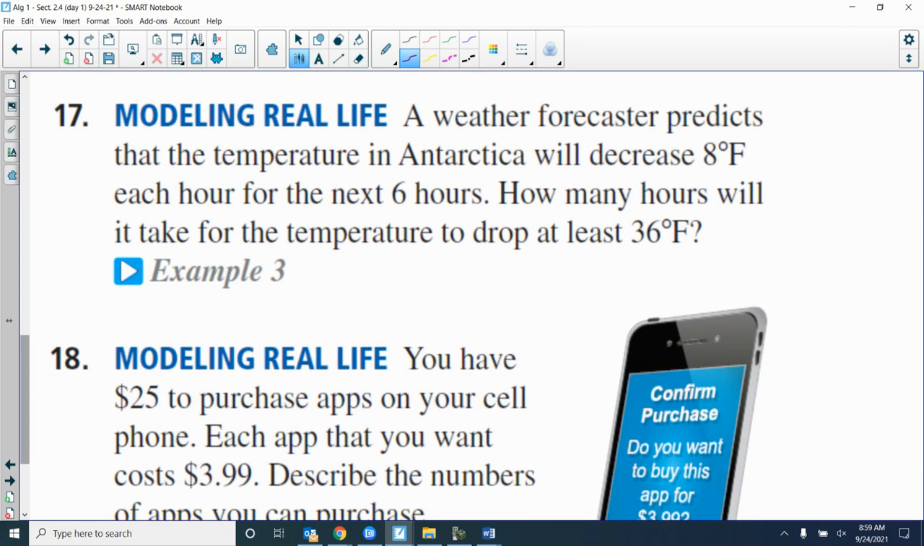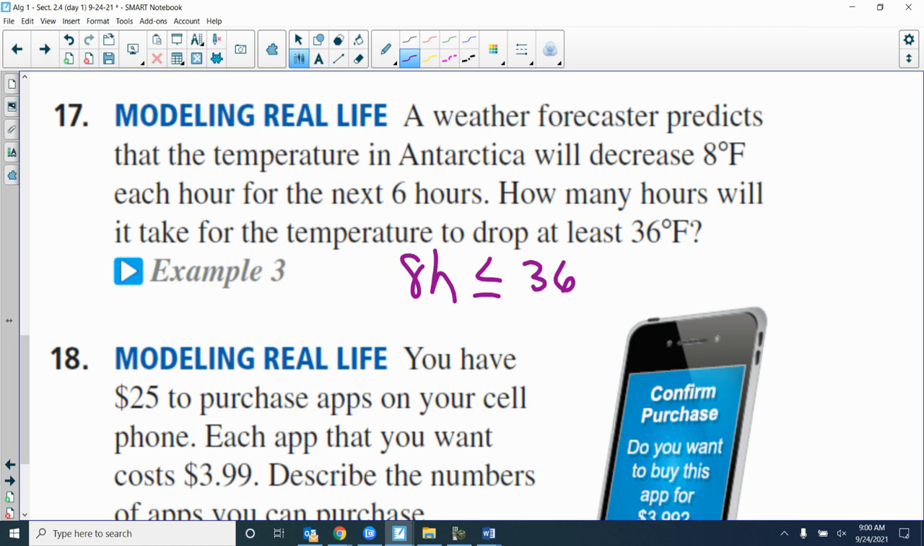The weather forecaster predicts temperature in Antarctica will decrease 8 degrees Fahrenheit each hour for the next 6 hours. How many hours will it take for the temperature to drop at least below 36? Okay, so what do we got? What's a drop per hour? 8 hours, right? We want it to be what? Less than or equal to what? Okay, at least means the most, right? Okay, right there.